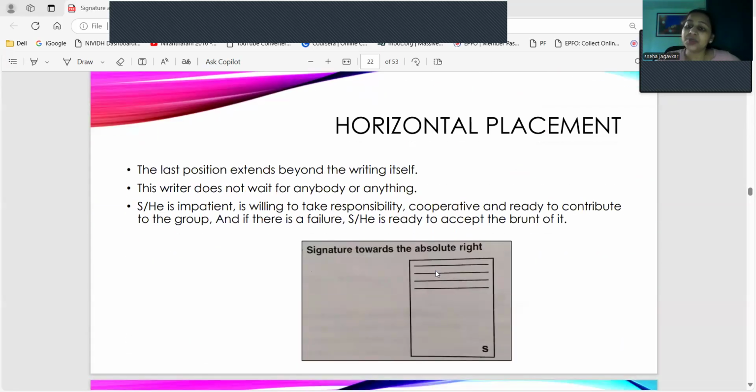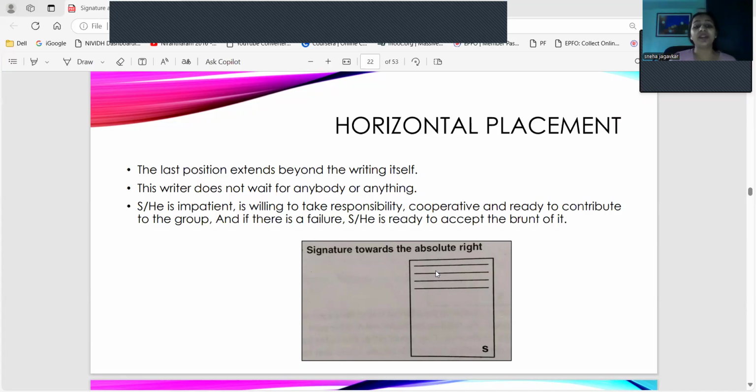Now, the last position speaks about the signature, which is extreme right. Now, this person again is an exaggeration, and this person does not like to wait for anything or anybody. They're impatient. They are willing to take the responsibility, but not necessarily able to fulfill the responsibility.